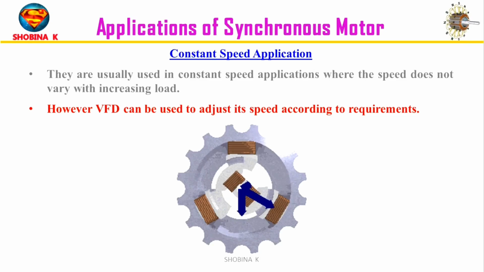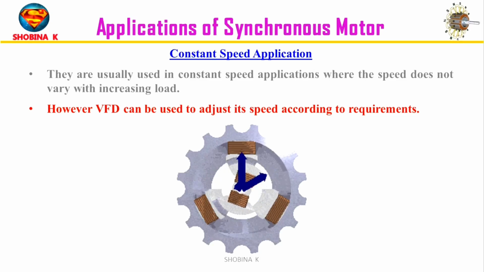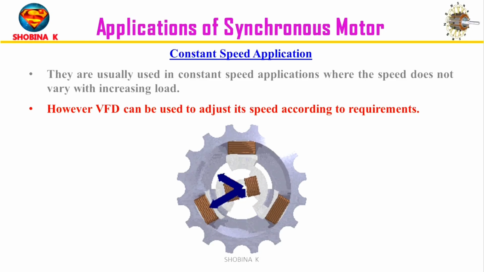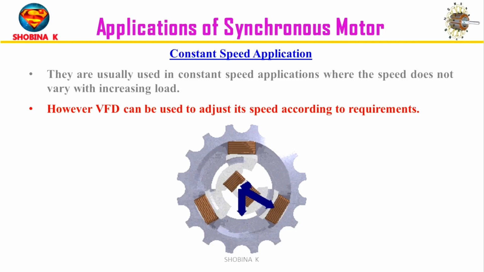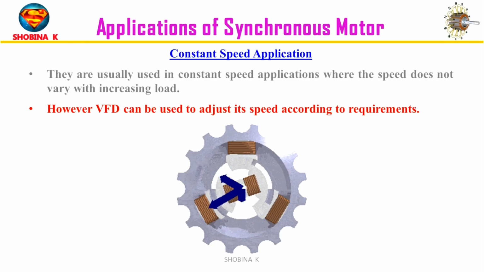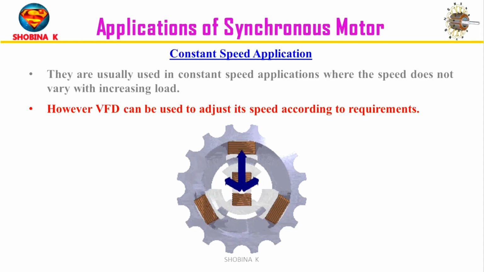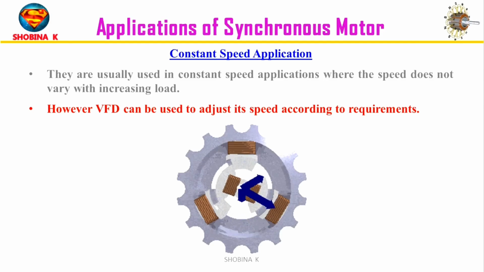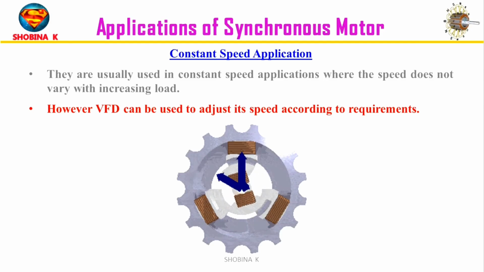And next, the constant speed applications. The synchronous motors provide the constant speed at high efficiency so that they can be used for constant speed applications such as centrifugal pumps, blowers, motor generator sets, line shafts, synchronous clocks, textile mills, paper mills, cement mills, etc. That is, they are used in constant speed applications where speed does not vary with increasing load. However, a variable frequency drive is used to adjust the speed according to the requirements.